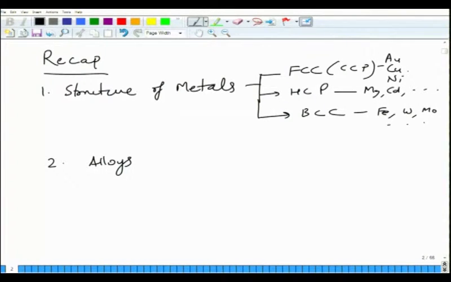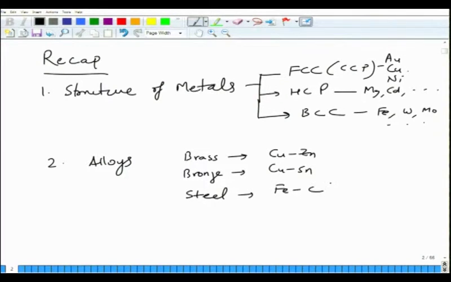Similarly, we also use brasses and bronzes, which are solid solutions of copper and zinc, or copper and tin. So you can have brass, which is CuZn, you can have bronze, which is CuSn, and you have steel, which is iron carbon, and there are many other examples. These are three famous examples of materials that we use in regular applications. So where do these atoms go? For example, where does zinc go, where does tin go, where does carbon go?